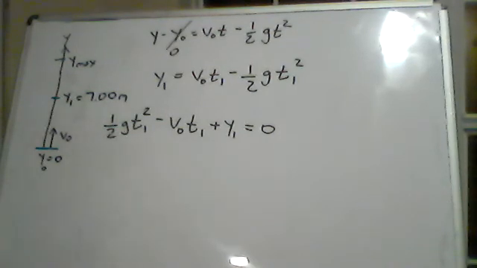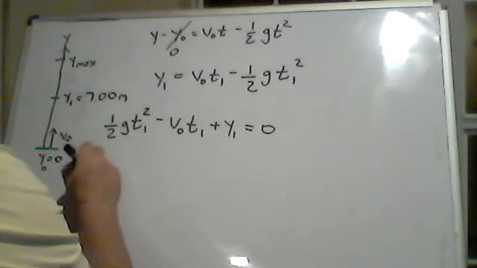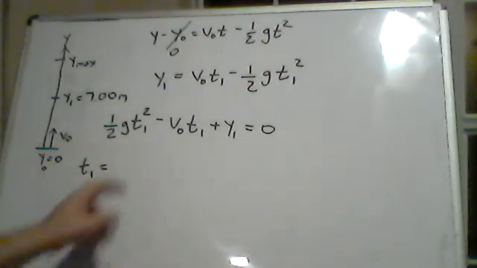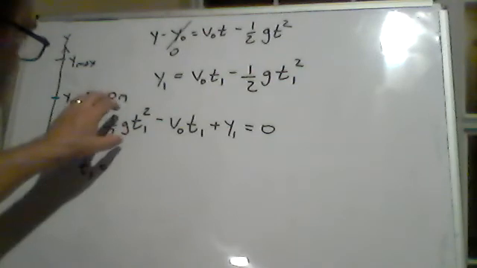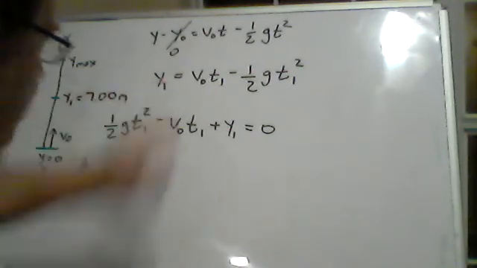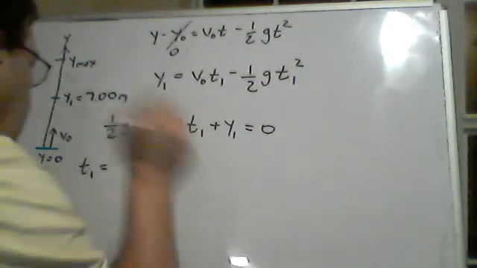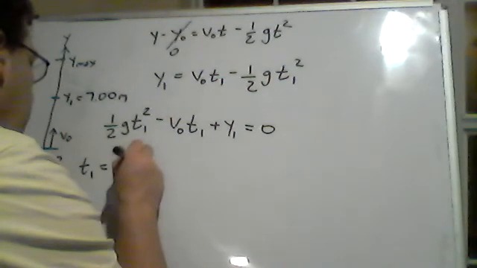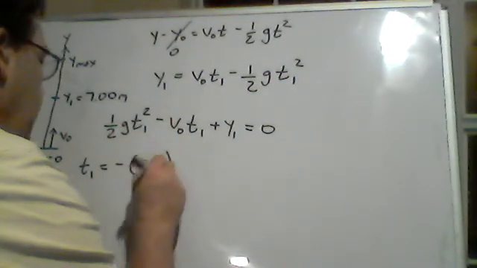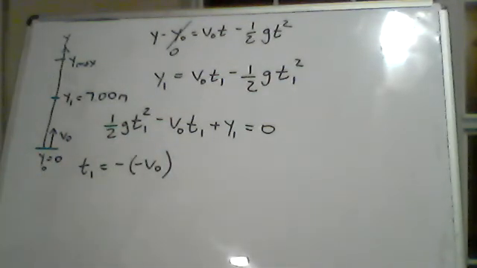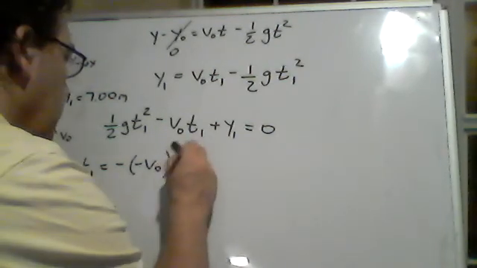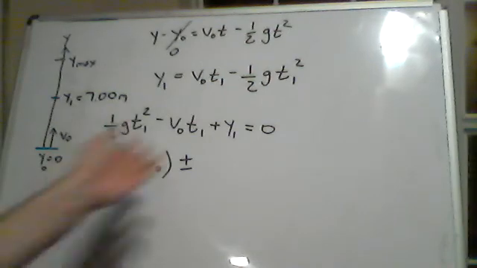So again, I showed you the quadratic formula last time. I'm solving for t1. Again, it's negative b. My a is 1/2 g, my b is negative v naught, my c is positive y1. Negative b is negative of negative v naught. Be very careful of the negative sign, it'll mess you up in a minute. So negative b plus or minus the square root. Again, we'll put the square root last.